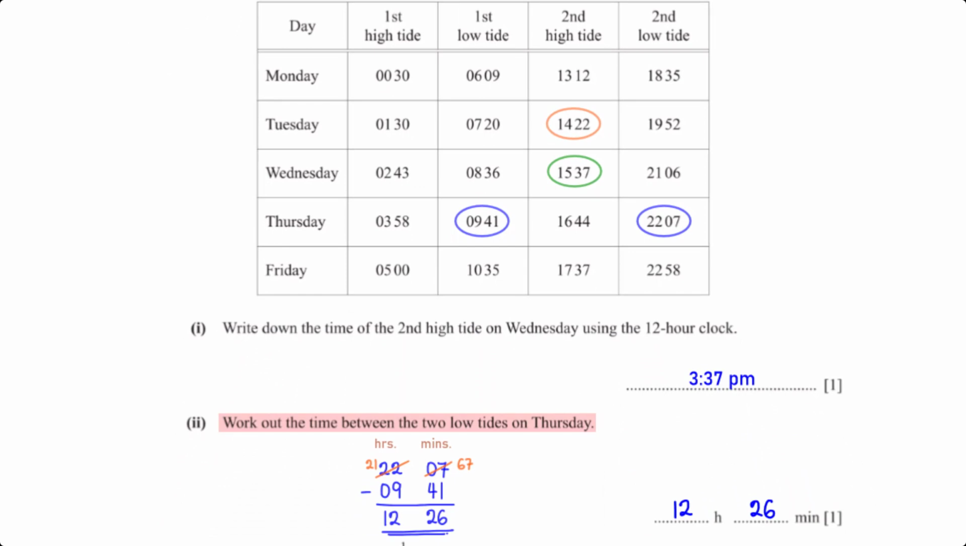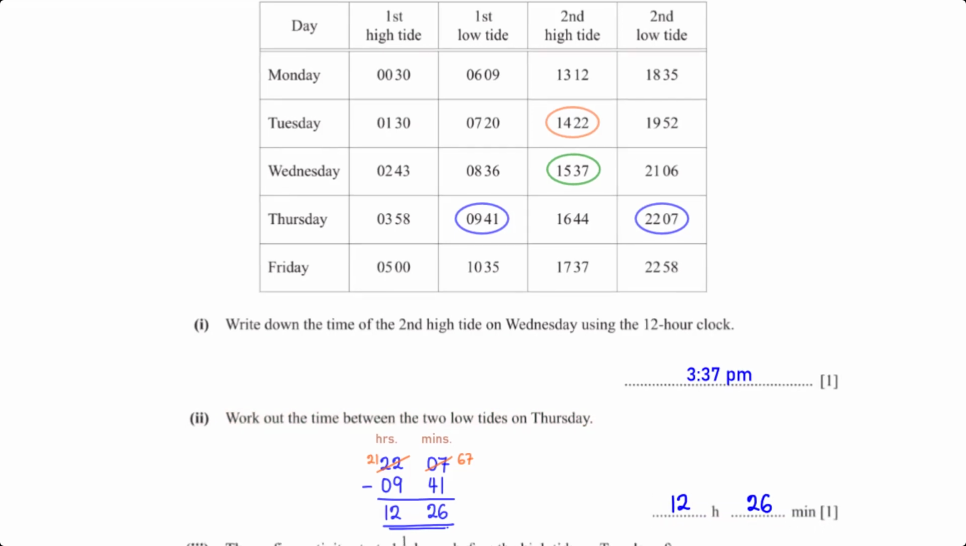Work out the time between the two low tides on Thursday. On Thursday, the two low tides are at 9:41 and 22:07. To get the time duration, we subtract 9:41 from 22:07. Under the minute column, we can't subtract 41 from 7, so we take 1 hour from the hour column, which becomes 60 minutes under the minute column. So we have 67 minutes. 67 minus 41 is 26. Under the hour column, 21 minus 9 is 12, so we have 12 hours, 26 minutes.